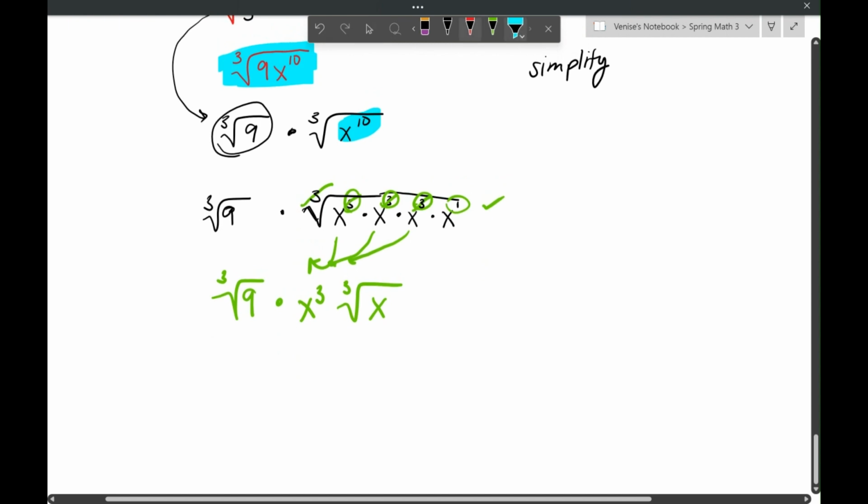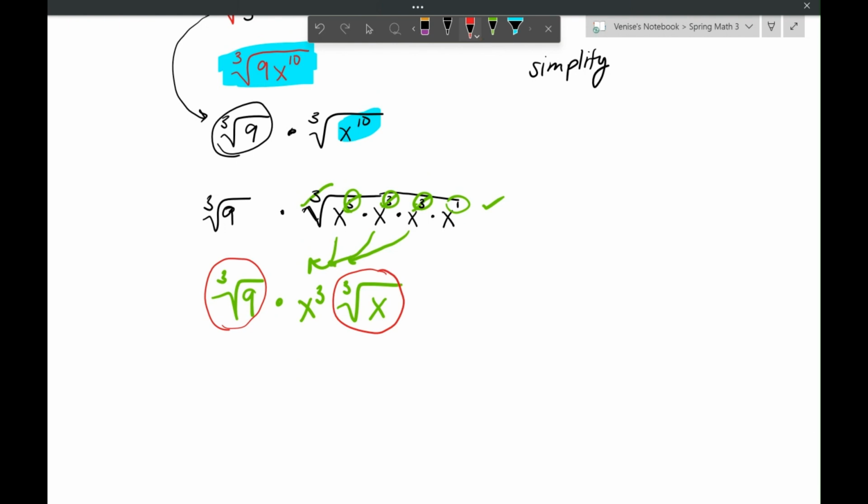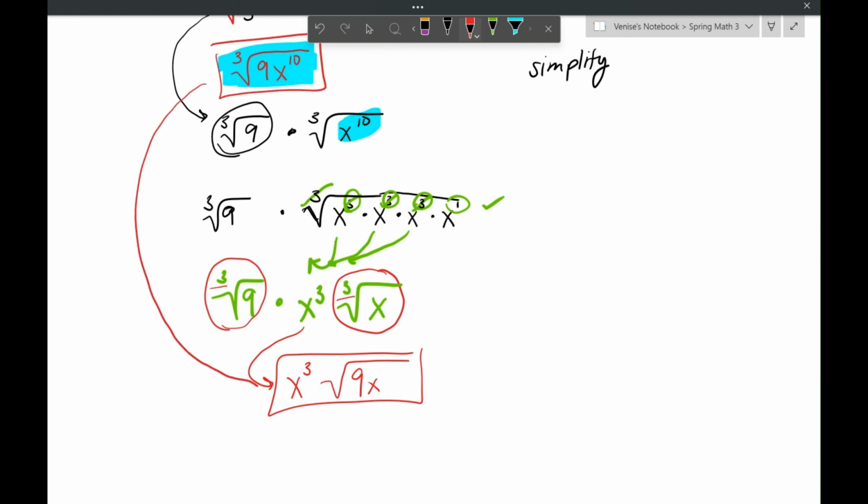And now let's combine this and this because they're under the same index and under the radical. Remember, this one goes outside, x cubed, and then cube root of 9x. And these two would be your answers.